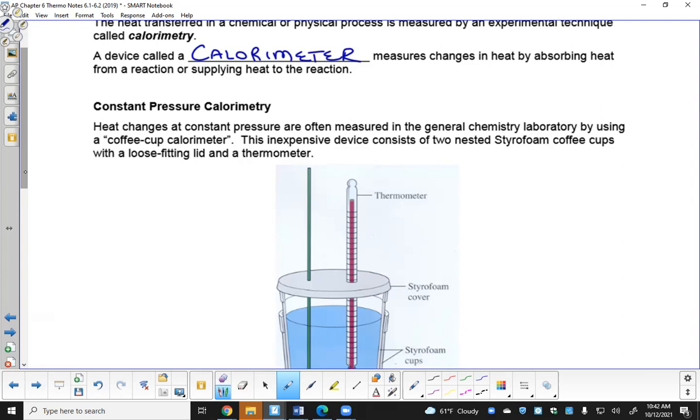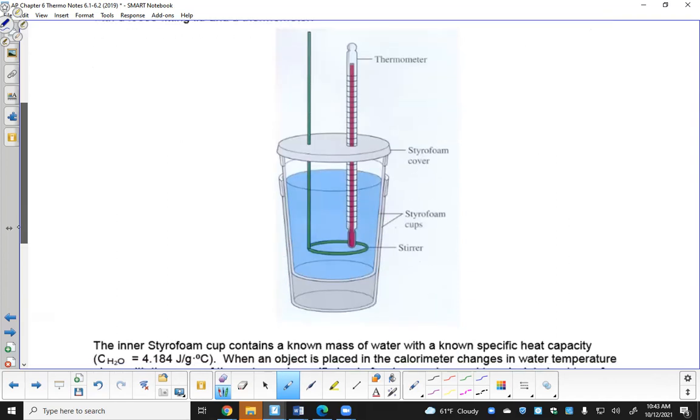Constant pressure calorimetry is what we're going to do. Heat changes at constant pressure are often measured in general chemistry using a coffee cup calorimeter. This inexpensive device consists of two nested styrofoam coffee cups with a loose fitting lid and a thermometer, and it looks something like this.